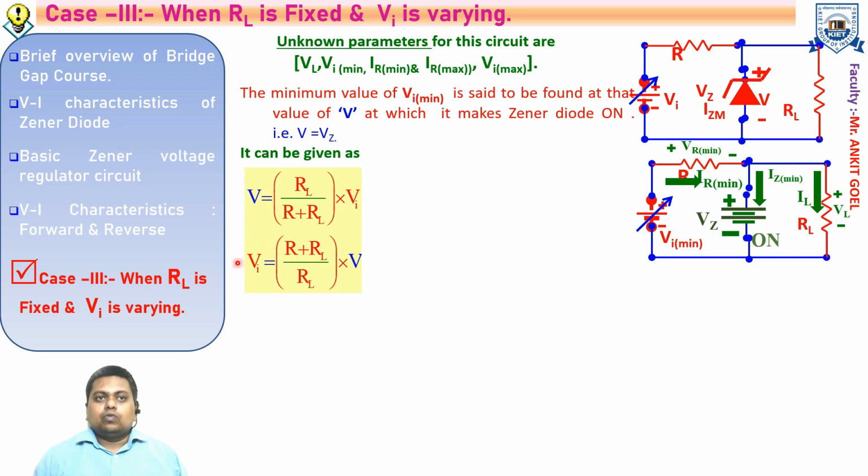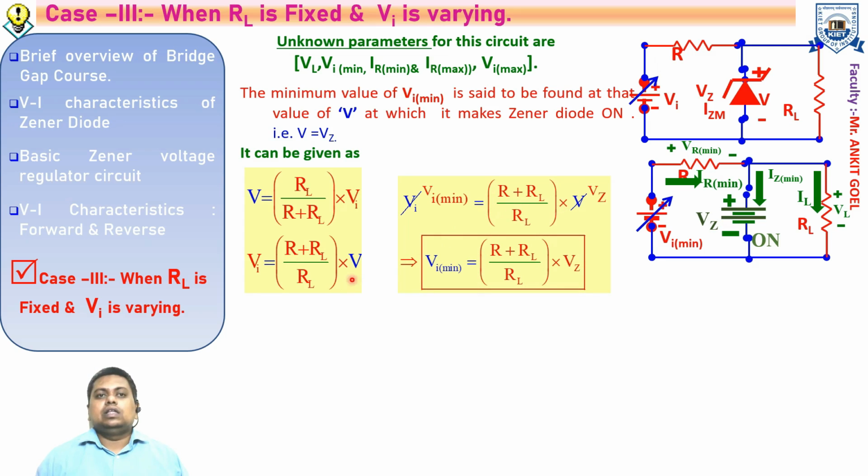Now the value for which this voltage across the Zener diode will become Vz will give me the minimum value of the input voltage Vi. So if I replace this V with the Zener voltage Vz, and this bracket quantity is constant, you will get the minimum value of the input voltage, that is Vi minimum is equal to R plus RL upon RL into Vz. Since R and RL, this complete bracket, is a constant quantity, and this is also a constant quantity, you will get the minimum value of the Vi.